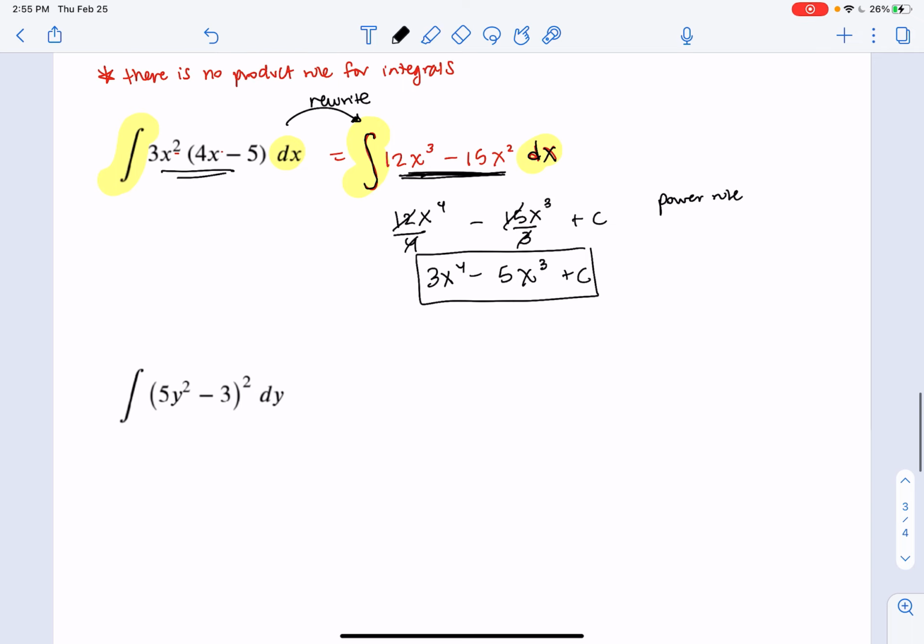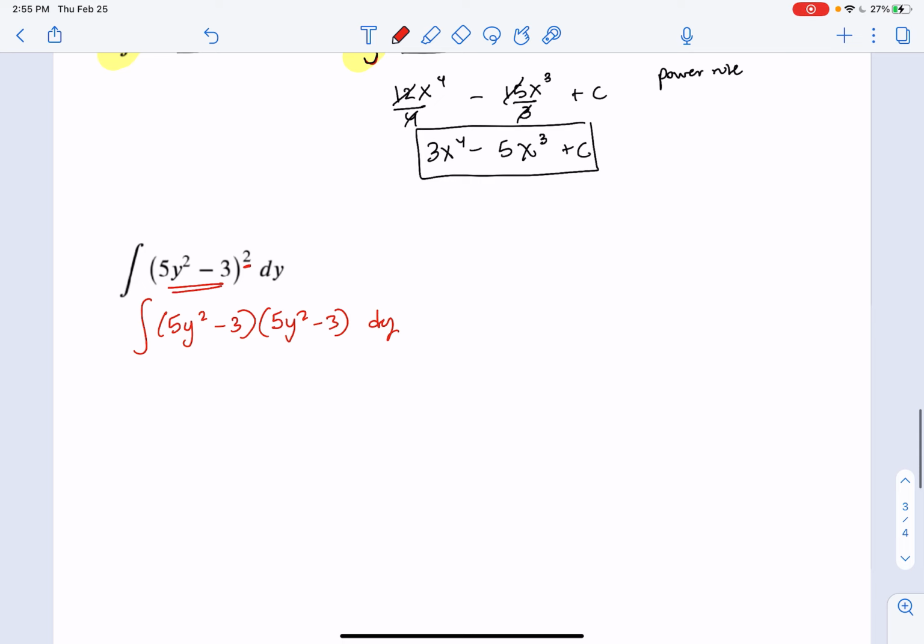Let's do another problem. So again, to do this, there is no rule for a complex expression raised to some power. The power rule only applies if it's an x to the n. But this is a whole function. So we're going to rewrite it like this. 5y squared minus 3 squared means another 5y squared minus 3. Since I'm just rewriting it, I'll keep copying the integral. So now we have to multiply it out. There's no power rule for exponents.